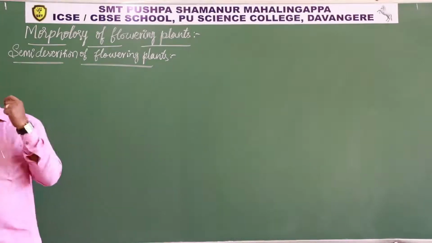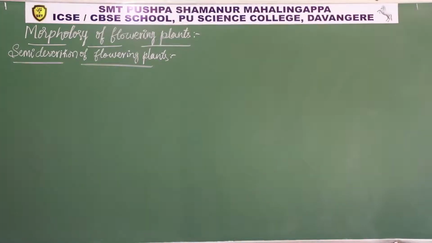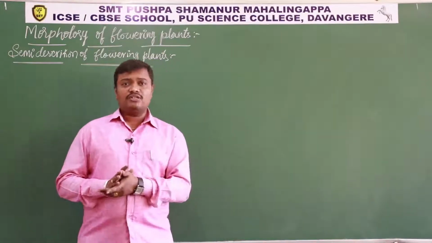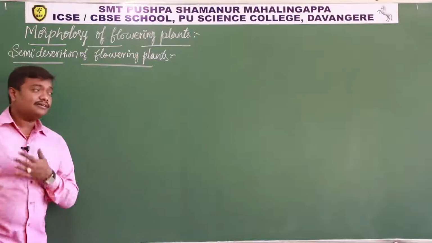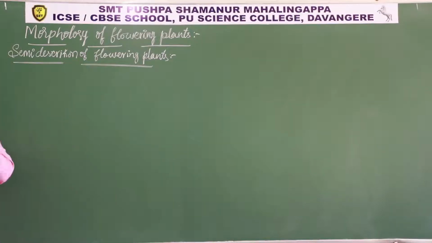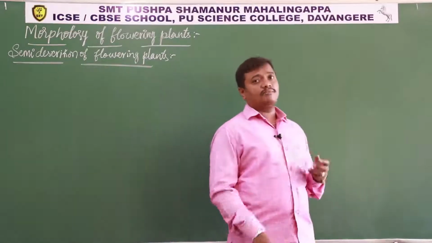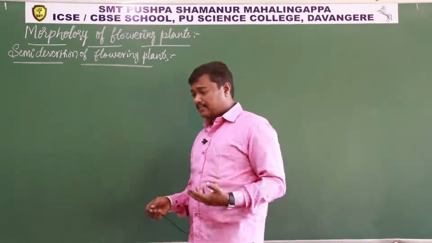Also mention whether the stamens are attached to the petals or tepals. If not, you need not write anything. Then come to the gynoecium. In the gynoecium, the first character you need to mention is how many carpels are there. So whether it is monocarpellary, bicarpellary, tricarpellary, like that you need to mention.